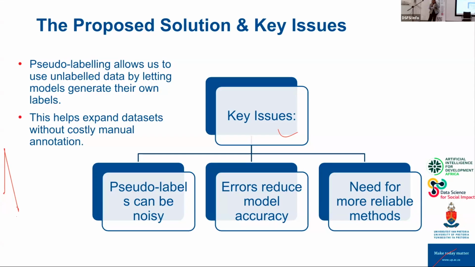However, there are a lot of major problems. These automatically generated labels can be very noisy, meaning they are sometimes incorrect, and there is also error accumulation. That affects the model, and the model's performance drops. So improving this model is very essential.